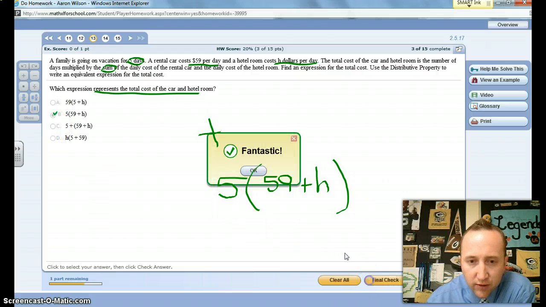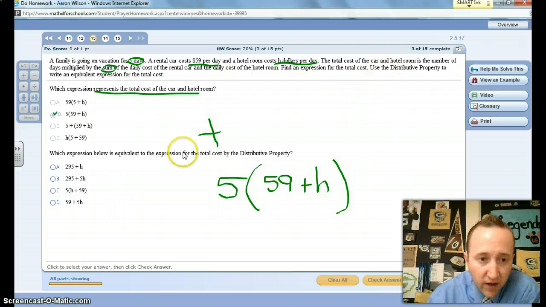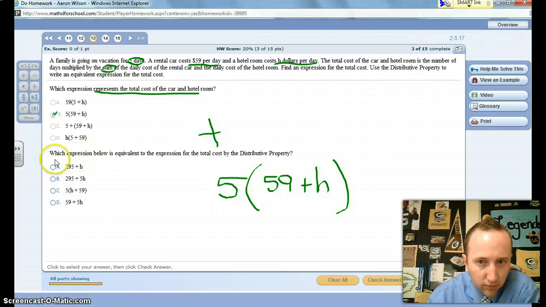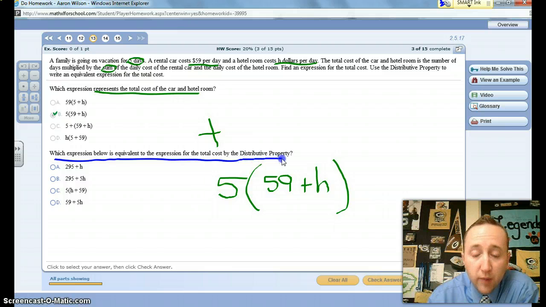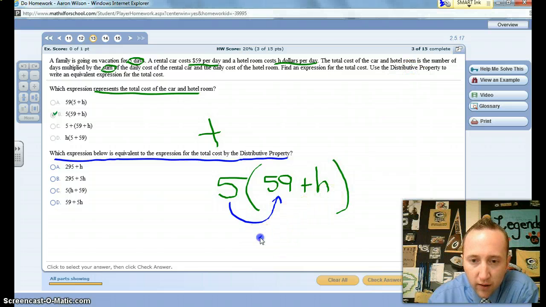B, check answer. Perfect. And now there's a second answer to that, and I love this one. It's a little two-parter. Now it reads, which expression below is equivalent to the expression for the total cost by the distributive property. So now I'm going to use this and distribute it. So I do 5 times 59, which I could get out a calculator to do just to speed up the process. 5 times 59, 295. So that there is 295.